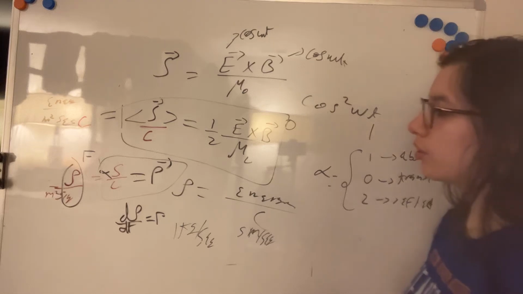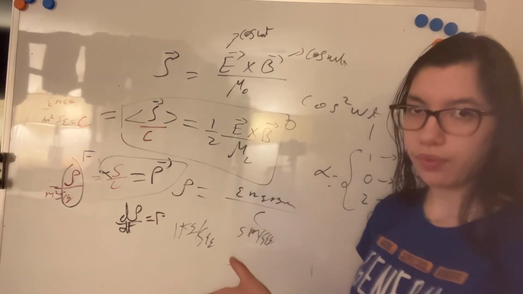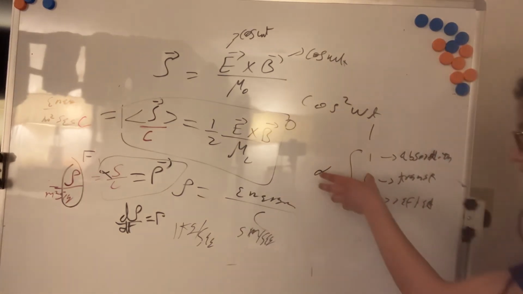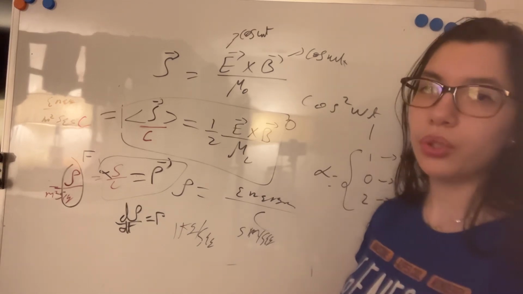So the radiation pressure is just the Poynting vector divided by the speed of light times the factor alpha. The factor alpha will be 1 if there is complete absorption, 0 if it just goes through transparently, and 2 if it reflects.